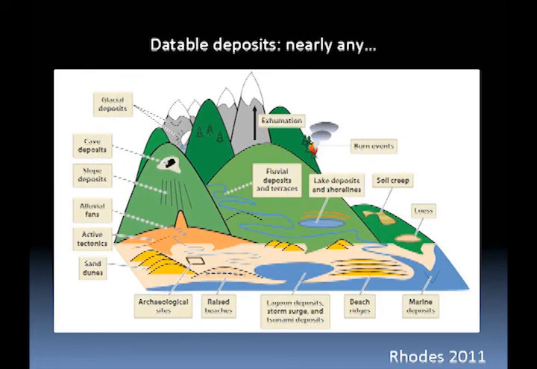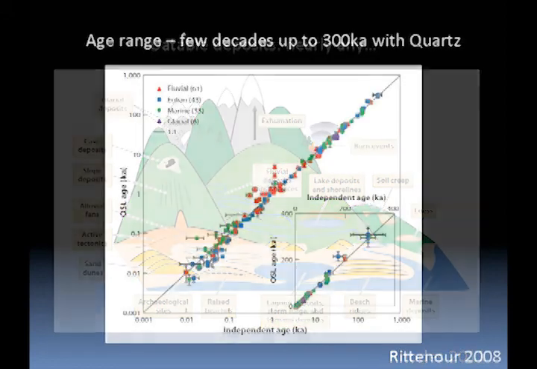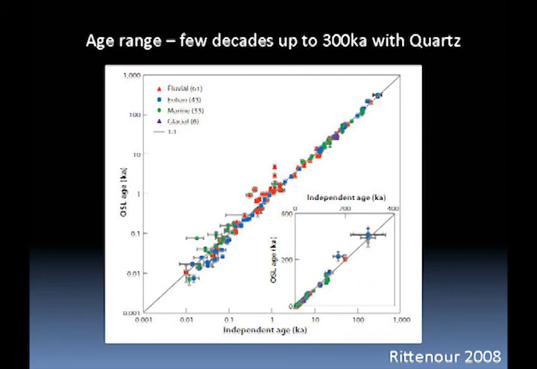Okay, where can you date? You could date a lot of different things, and I'm just going to quickly move on. You can see that here's the dating range. We can go out to 300,000, maybe 500,000 with quartz, but the big push right now is to go to 2 million. And we can move to feldspars if we want to go older.